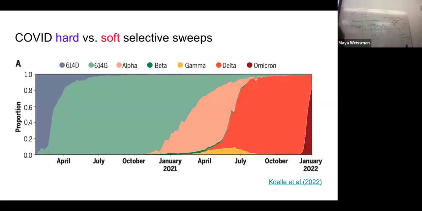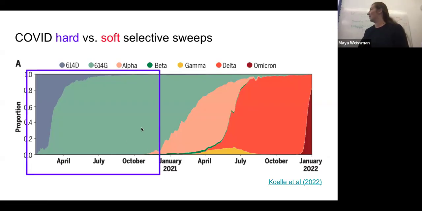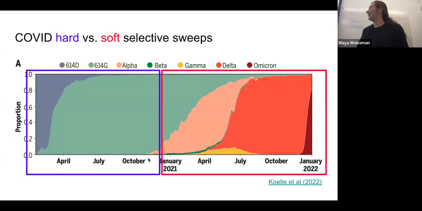Oh, sorry, I was looking at January 2021. All right, let's look at October 2021 back. Oh, that's in the first few months of the pandemic. That looks like a hard sweep. Okay, yeah, a little bit before January. What does the second part of this graph look like? Soft sweep, right? There are multiple different strains all originating, especially right here, and some rising to intermediate frequencies.